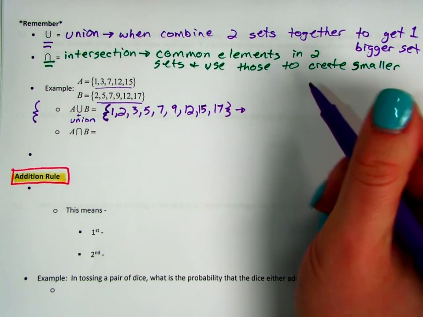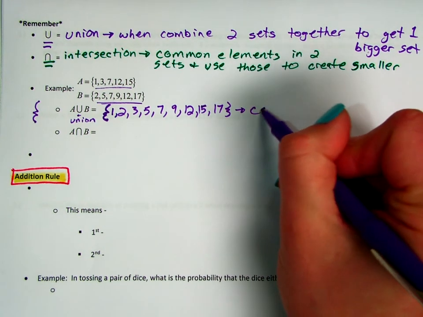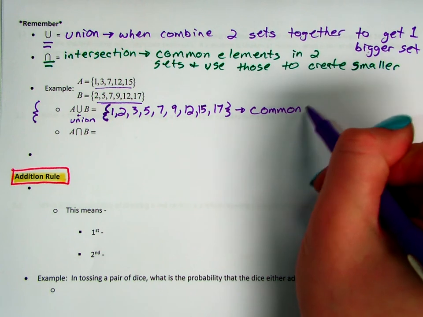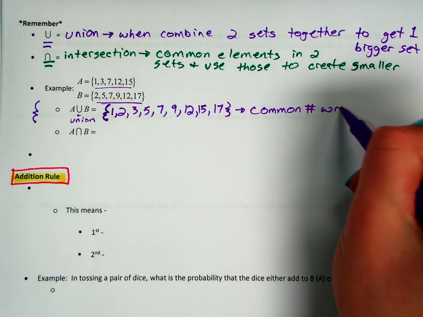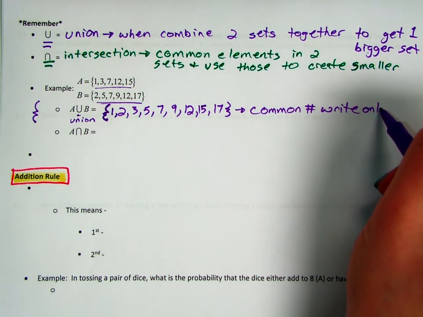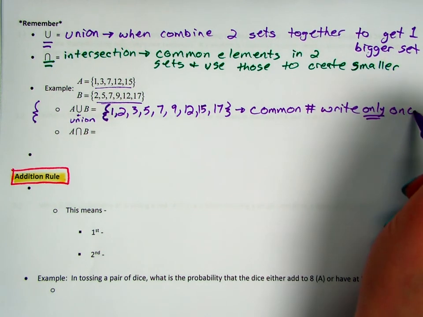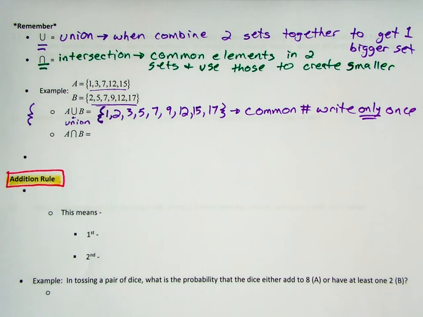So we should probably make ourselves a little reminder. When we do a union, the common numbers you write only once. Because when we put them together, if we already have a 7 in there, we don't have to have a 7 written twice. So the common numbers you only write once.